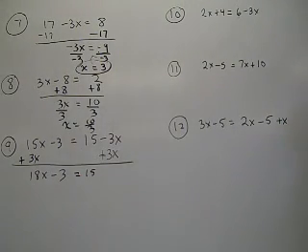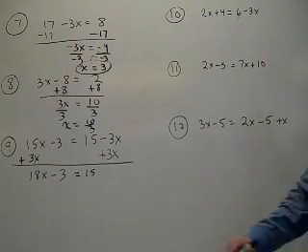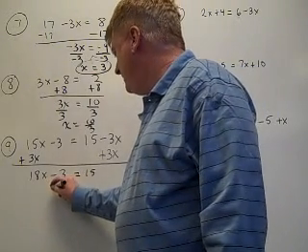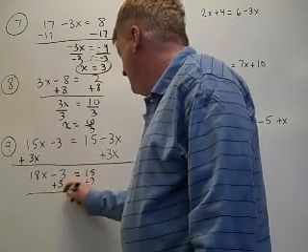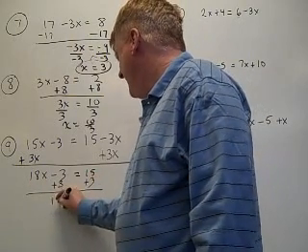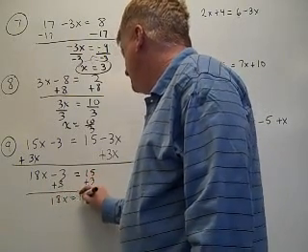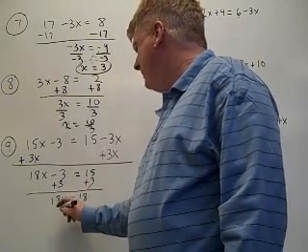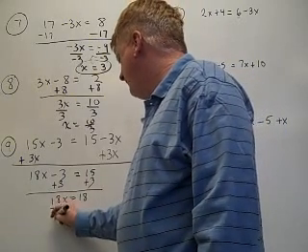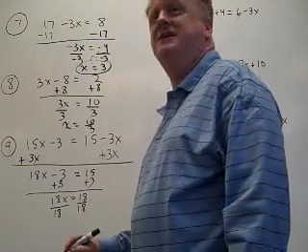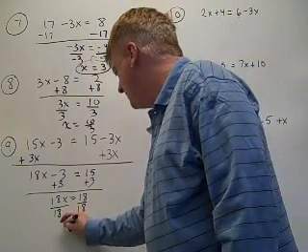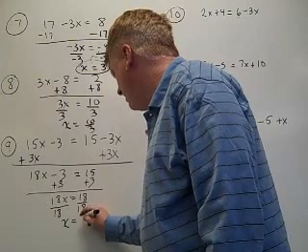Now we've changed it into one of the previous problems. It's got this 3 that's out of place, so we add 3 to both sides. And that leaves me with 18x equals 18. Now we want to get x all by itself. We divide by 18, but if we do that on the left, we have to do that on the right too. And so we're left with x equals 1.